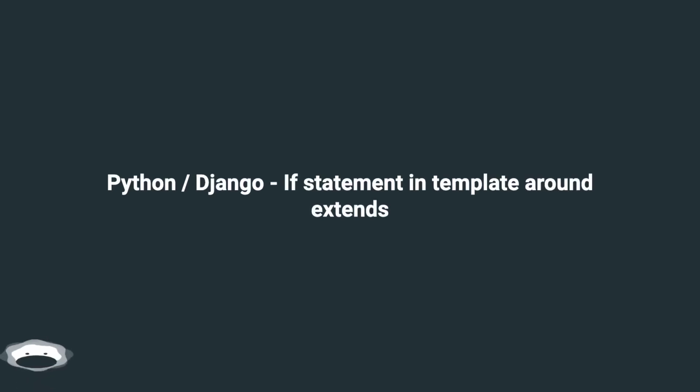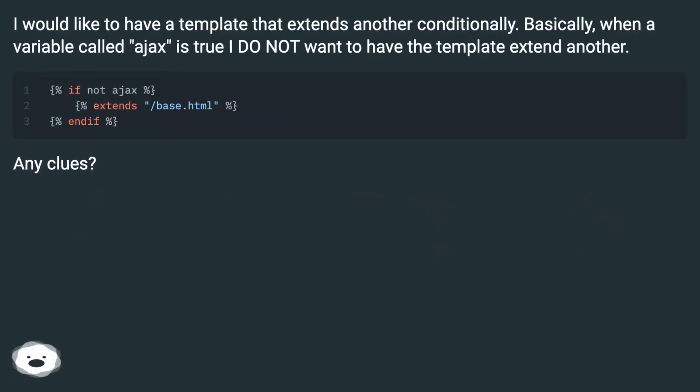Python, Django, if statement in template around extends. I would like to have a template that extends another conditionally. Basically, when a variable called Ajax is true, I do not want to have the template extend another. Any clues?